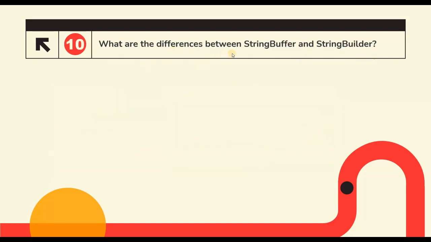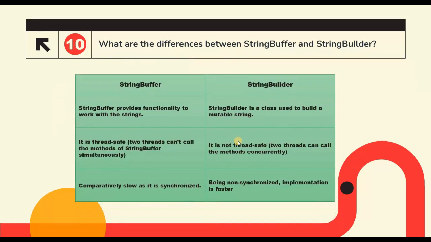Next, we can see the difference between StringBuffer and StringBuilder. StringBuffer provides the functionalities to work with the string, but StringBuilder is a class used to build a mutable string. StringBuffer is thread safe and StringBuilder is not thread safe. And StringBuffer, as it's thread safe, uses synchronized methods, so it is slower, while StringBuilder is not synchronized, so its implementation is faster, right?